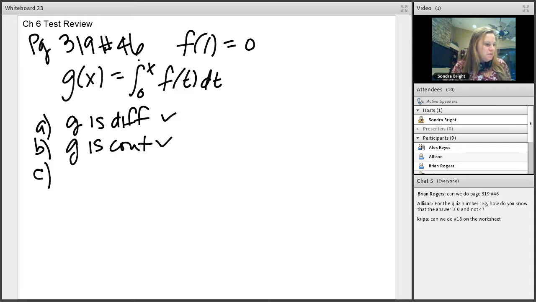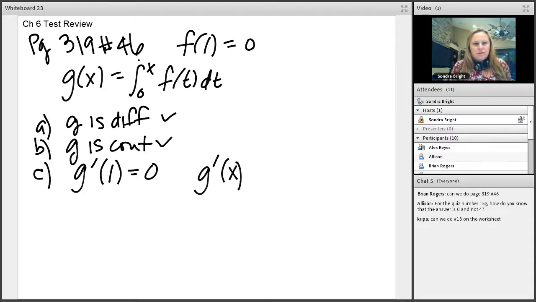All right, so the graph of g has a horizontal tangent at x equals 1. Well, if it has a horizontal tangent, then that means that g prime at 1 would equal 0, right? Because a horizontal tangent would be a slope of 0.